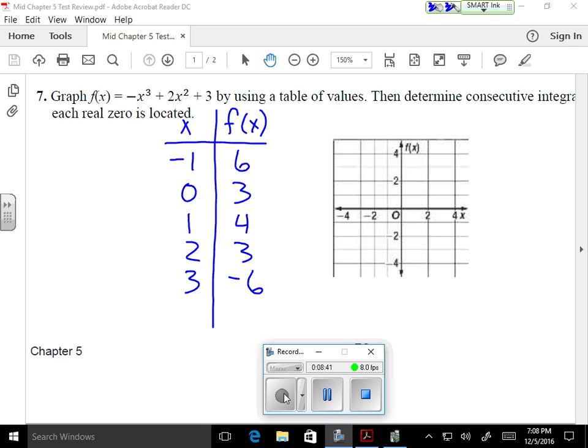Here are the values that will actually fit somewhat on our graph. Negative 1, 6, there's 4, 5, that's going to be about right here. 0, 3, 1, 4, 2, 3, and 3, negative 6. So our graph is something like this. So the only 0 we have is again here, somewhere between, here's the 3 line, somewhere between 2 and 3.